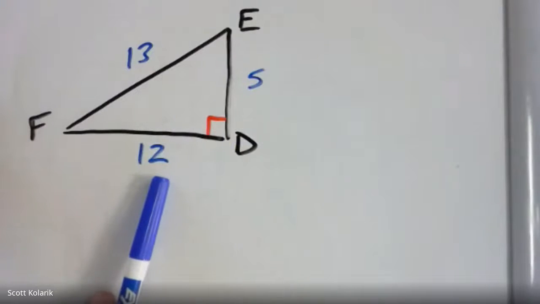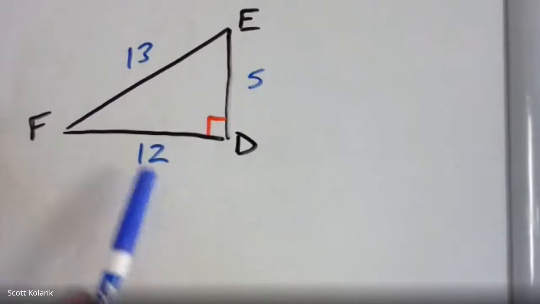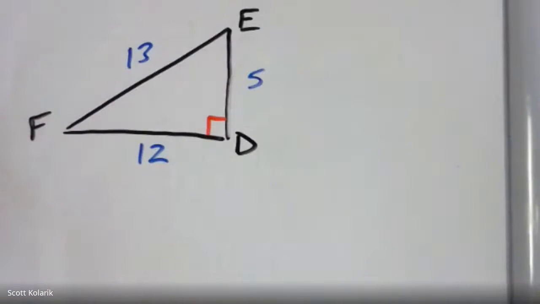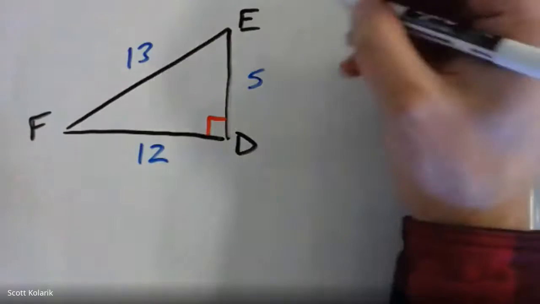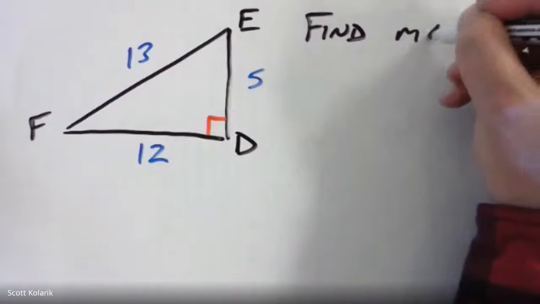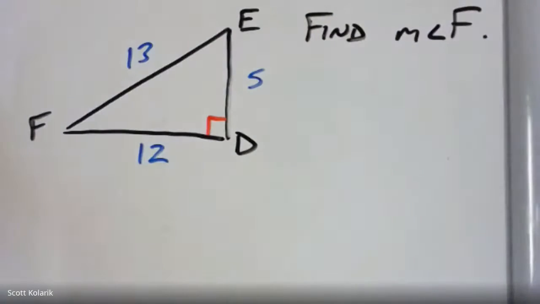You could test to see if this is in fact a Pythagorean triple by doing an a squared plus b squared equals c squared result. It would check out. That's not what the question is asking here. What the question is actually asking is to find the measurement of angle F.